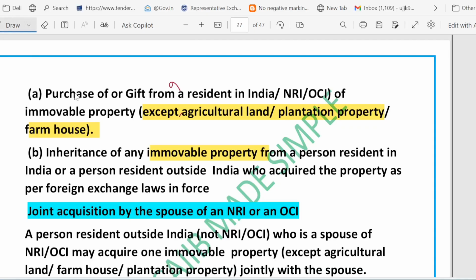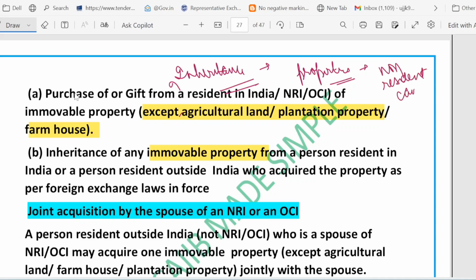So remember, inheritance is allowed even for properties that a non-resident cannot directly buy. For example, suppose your uncle in India leaves you a house, so you can inherit it. That is normally okay under the rule.